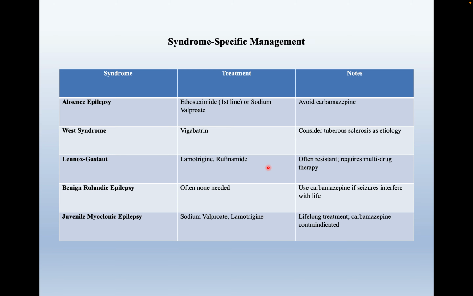Lennox-Gastaut: lamotrigine, often resistant and requiring multi-drug therapy. Lennox-Gastaut, L for language delay. Benign Rolandic epilepsy is a benign condition, nothing is needed, and use carbamazepine if it interferes with daily activity. Juvenile myoclonic epilepsy: sodium valproate or lamotrigine, and don't forget lifelong treatment is needed. Carbamazepine is contraindicated and comes in MCQs.